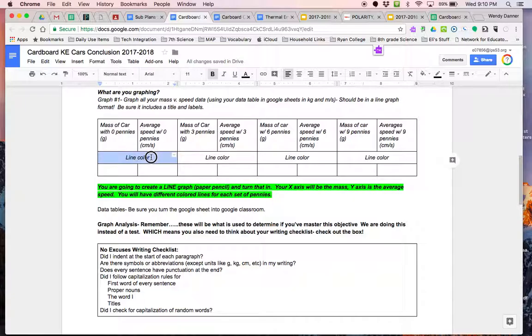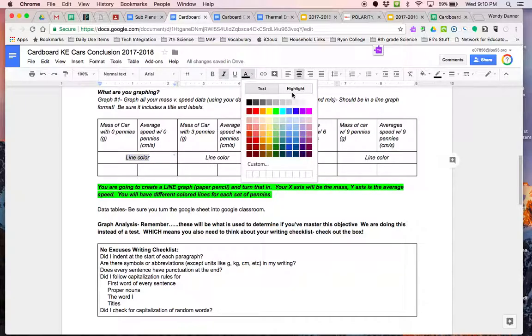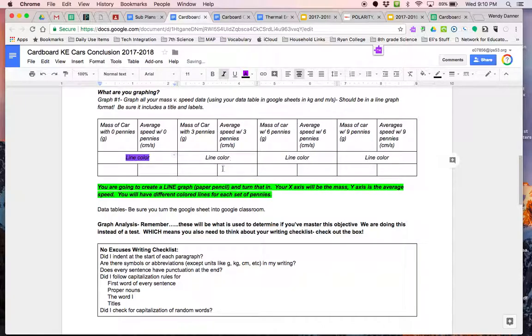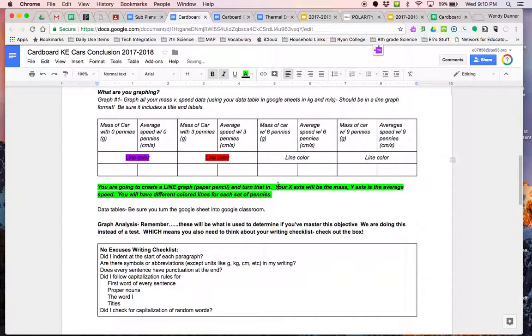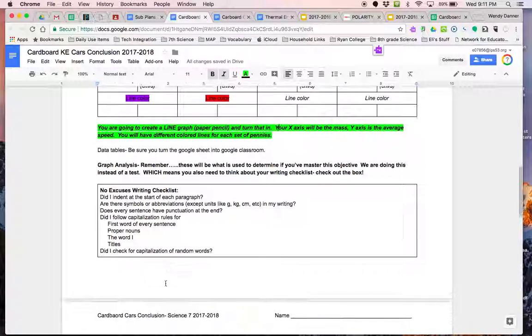Your line color, I don't care what color you pick. I just want you to scribble it over this. So if you use, I don't know, purple, color that in purple. If you use red for this one, color that in red. Whatever works for you guys. Okay, so you're going to have your graph there. X-axis is the mass, y-axis is the average speed. All right, so there's that.